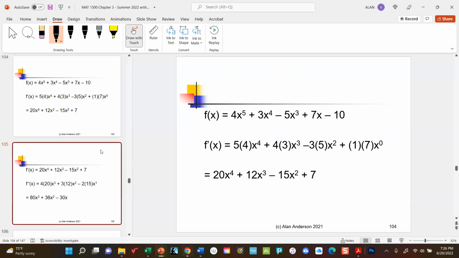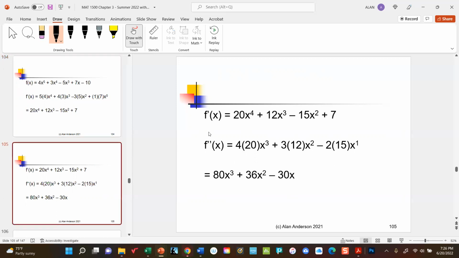All right, let's try it. So there's this first derivative again. So you can see if we go through and apply the power rule again to each term, except for the constant, of course, ultimately you end up with 80x cubed plus 36x squared minus 30x. And we're not done. We're going to go and get the third derivative too. We'll give a minute to catch up, and then we'll do the third derivative.